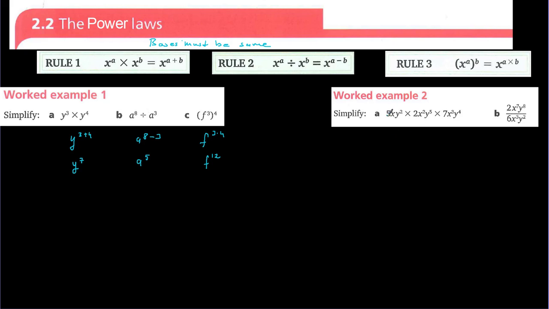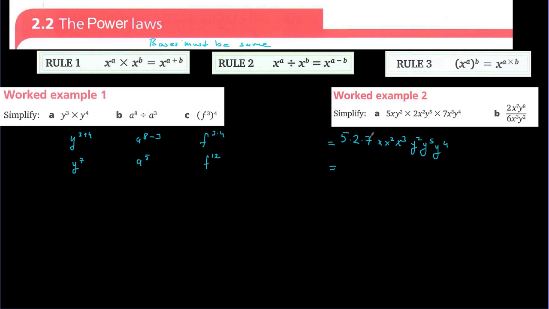And here, while we are solving this type of expression, we are again going to combine the like terms, which means 5 times 2 times 7, I'm going to combine them together. x times x squared and x cubed, these are the like terms, and y, y squared, y to the power of 5, and y to the power of 4, they are the like terms. So firstly I'm going to write the like terms together.